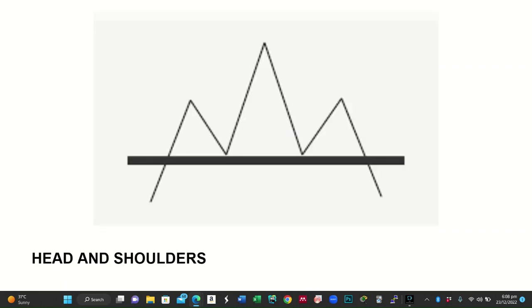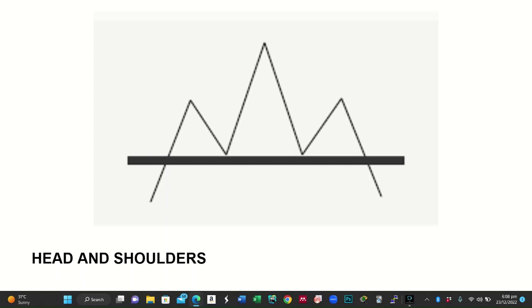Head and shoulders. This type of price pattern has a shape like the human body. We have one head and two shoulders. So that is how head and shoulders also look like on the forex market, but it's a bit different in that here we use candlesticks.